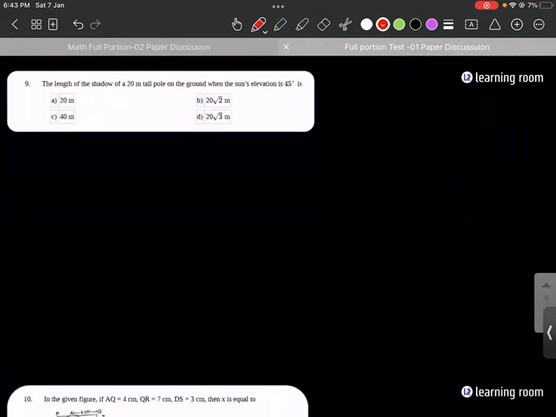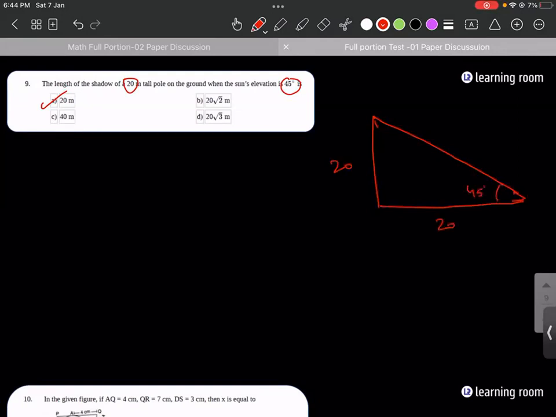So the length of the shadow of a 20-meter tall pole on the ground when the sun's elevation is 45 degrees. This problem, you need not even solve. Wherever you see this angle 45, height will be equal to the base, 20. You know this logic? Did you understand what I told? It forms a right-angled isosceles triangle. So if this height is 20, this will also be 20 if this is 45. Because tan 45 is 1, that is one logic. Or you can say it is a right-angled isosceles triangle also.